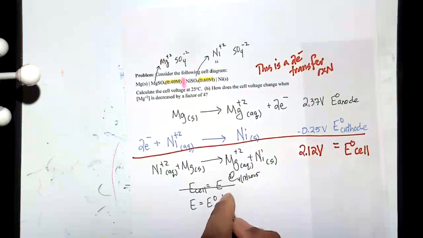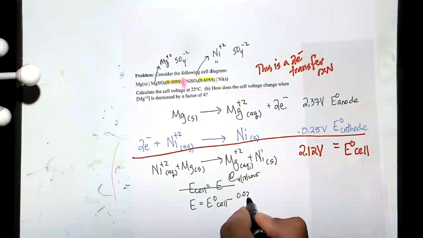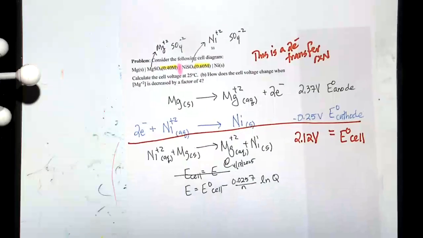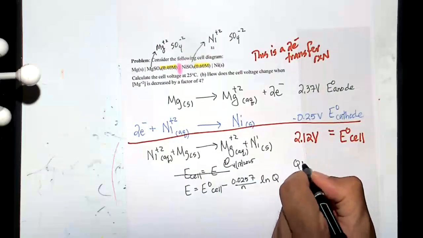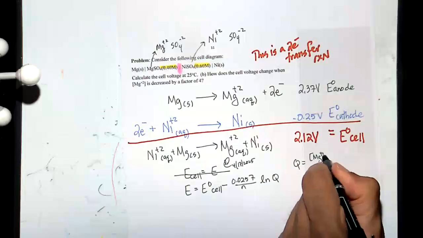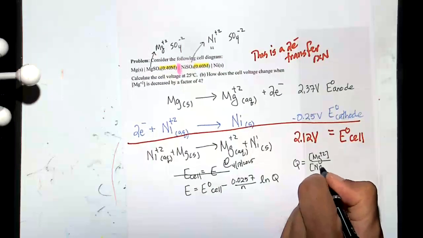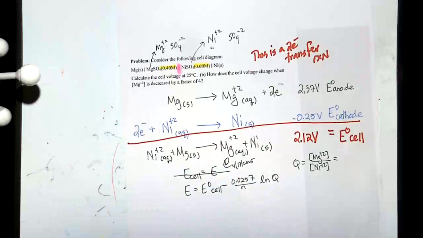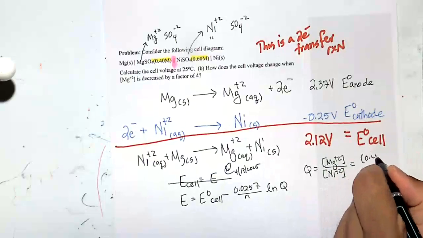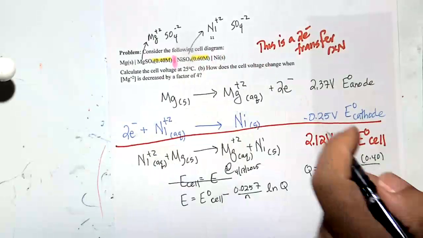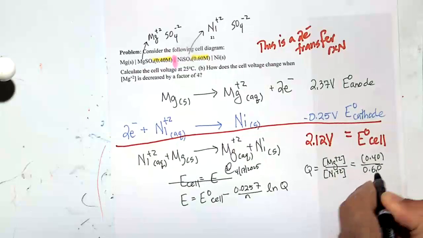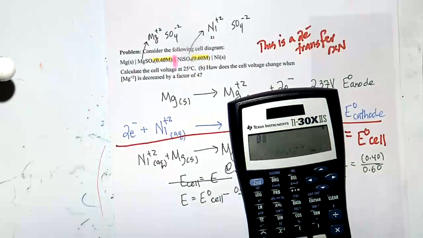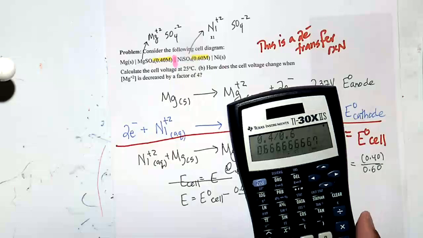E is equal to Ecell minus 0.0257 divided by n, natural log of Q. All right, what is Q here? It's the concentration of Mg plus 2 divided by the concentration of nickel plus 2. Mg plus 2, as we find here in our notation, is 0.40 molar. And nickel plus 2 here is 0.60. So what is that? 2/3? 0.4 divided by 0.6. Okay, 0.6667.